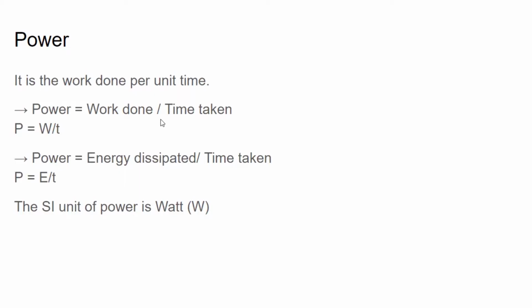Power is the work done per unit time. Its formula is work done over time taken, or energy used up over time taken. Its SI unit is watt, represented by a capital W.